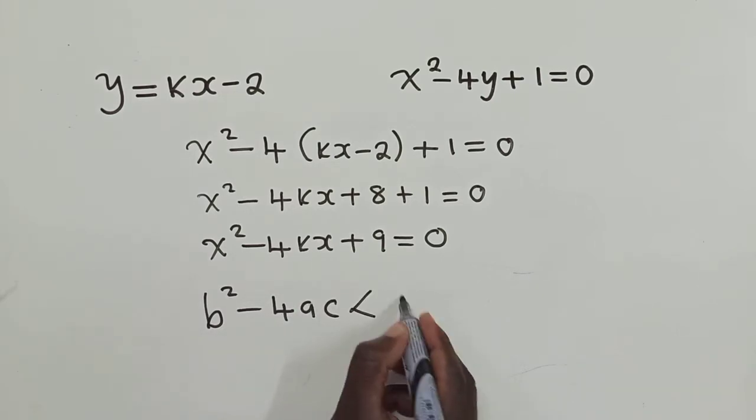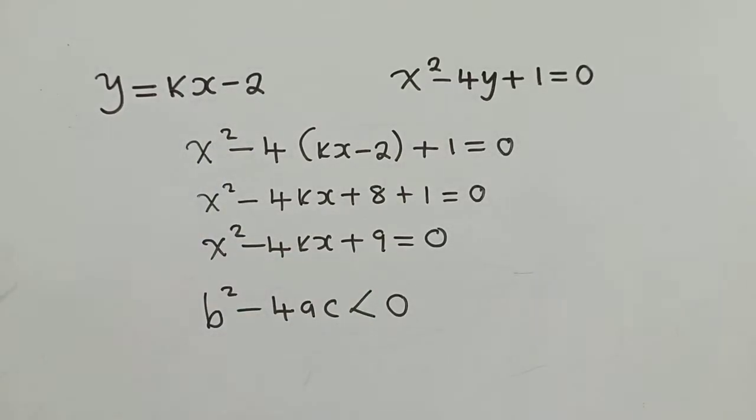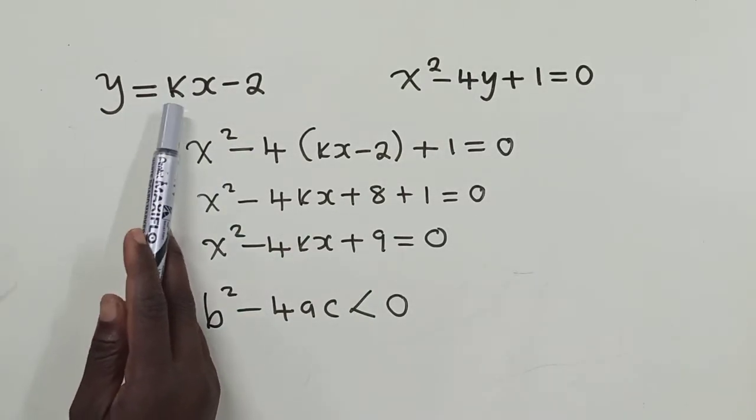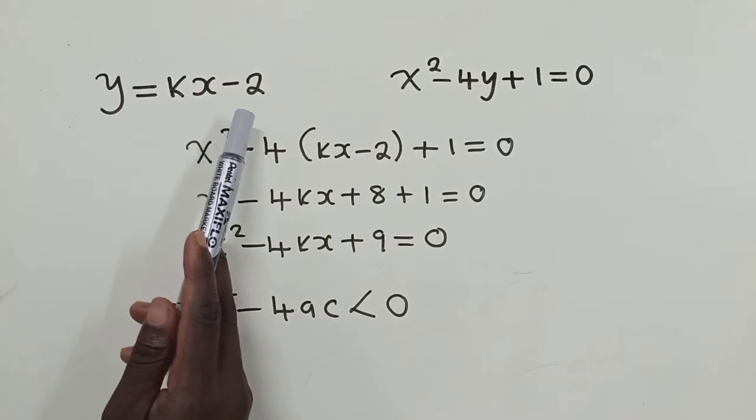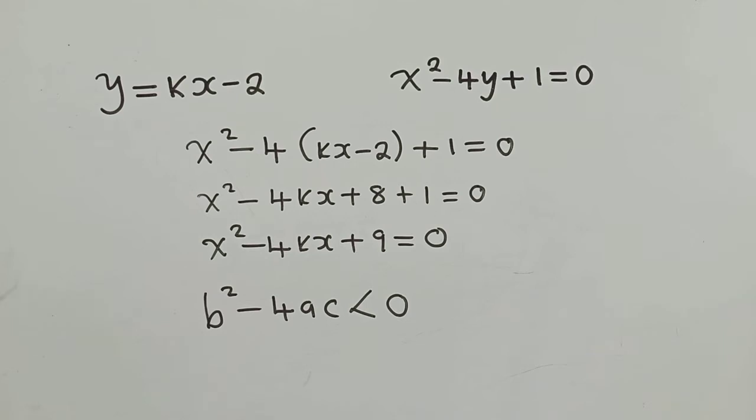In the question, they have said, for each the line y is equal to kx minus 2 does not meet the curve. So if they say does not meet the curve, meaning the discriminant is supposed to be less than 0. So you just get what is inside the quadratic formula, okay? You just get that stuff inside the quadratic formula.